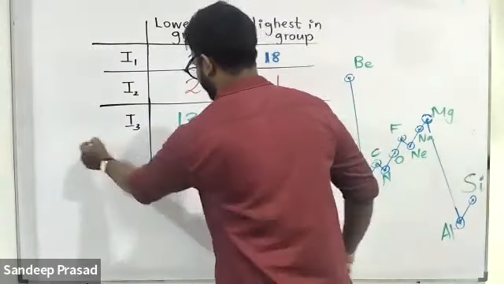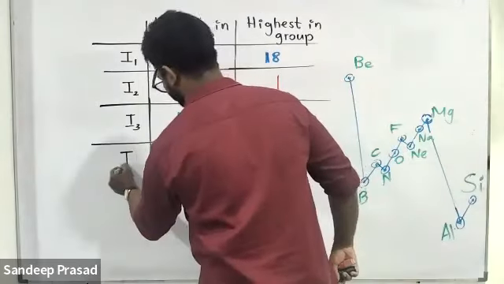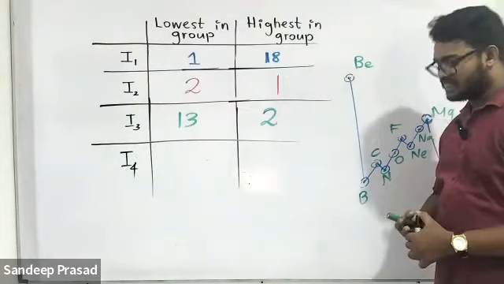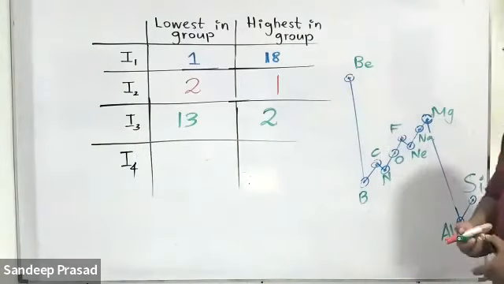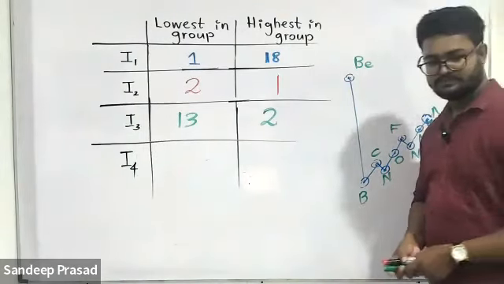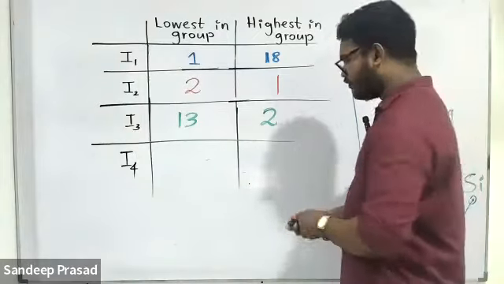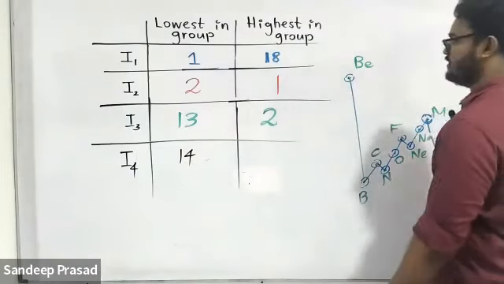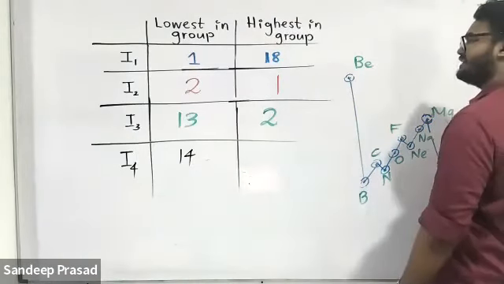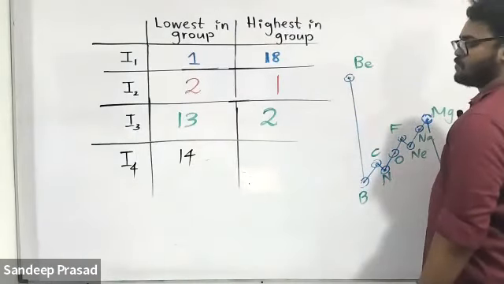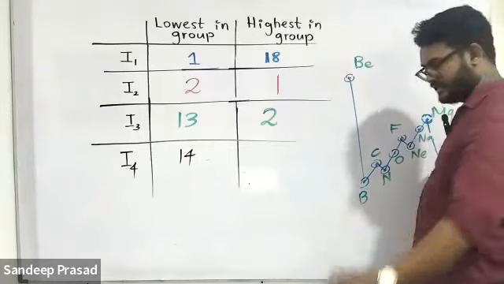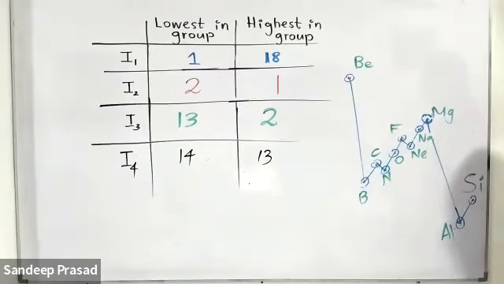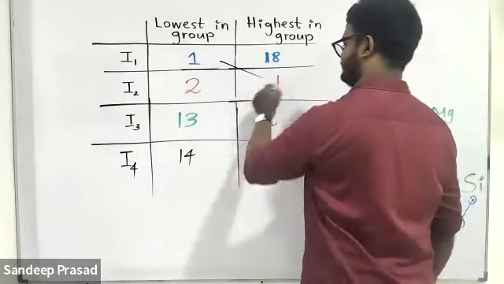So again, without drawing a graph, tell me students, in this way, who has the lowest fourth ionization energy, in which group? Very easy, group number 14. Now tell me in which group elements has the highest fourth ionization energy? Yes, group number 13. Can you see the pattern?